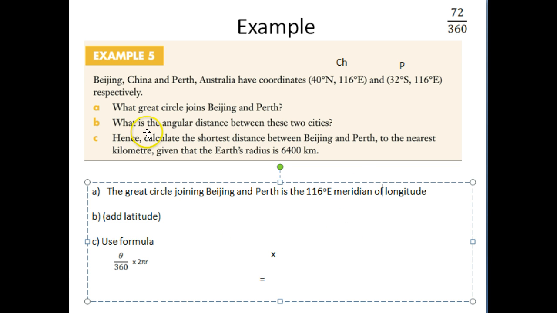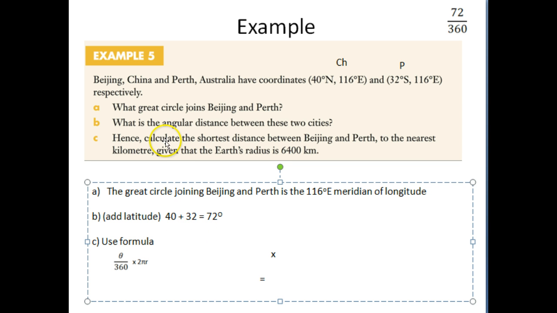Question B. What is the angular distance between these two cities? Now, China is in the northern hemisphere and Perth is in the southern hemisphere. We can see by the north and south here. Now, these are in different hemispheres, so we need to add the two degrees together. So we need to do 40 plus 32, which gives us a total of 72 degrees. So there's 72 degrees difference between the two in terms of their latitude.